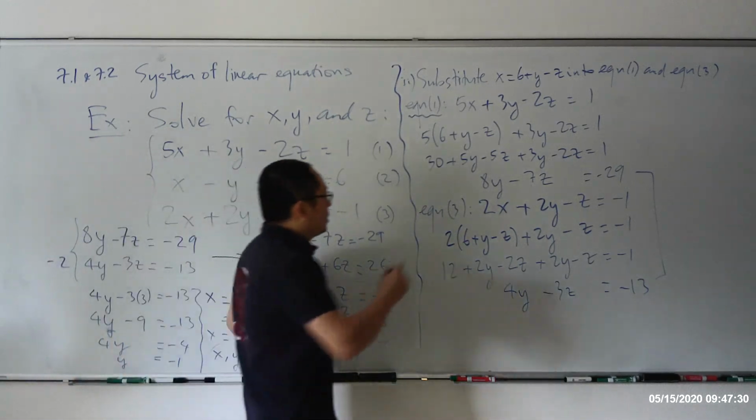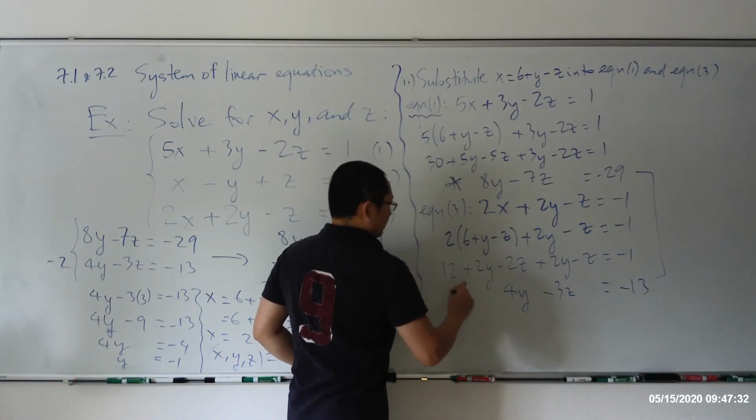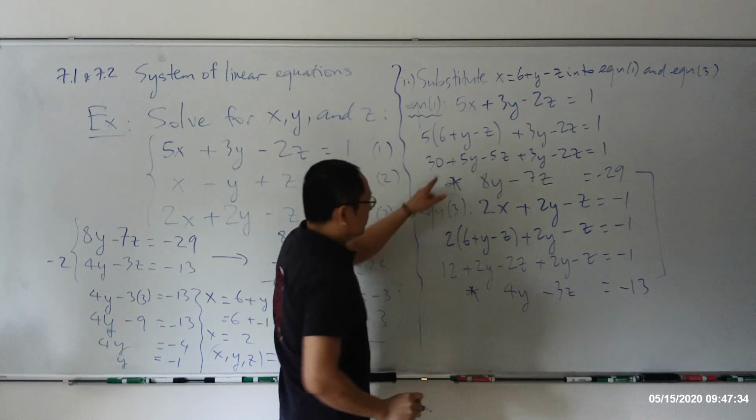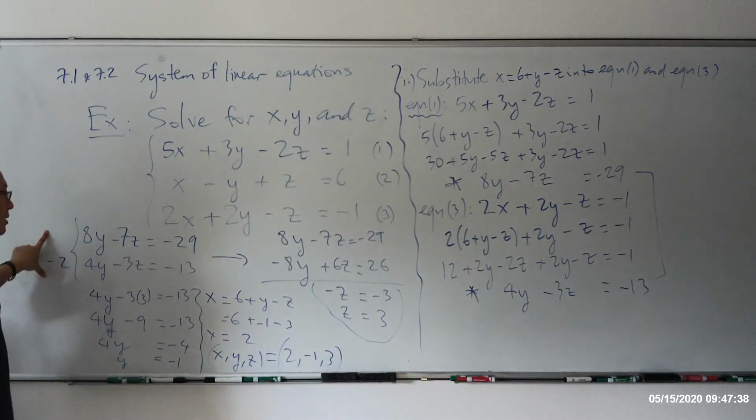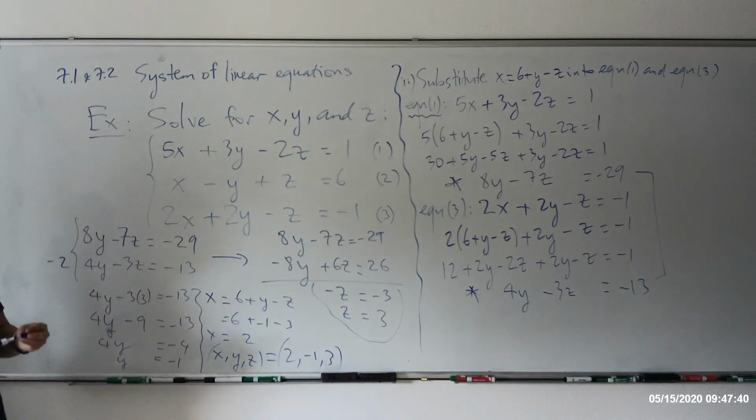I ended up with 2 new equations. Okay? Those 2, just y and z. I wrote it right here. See? And we can solve it as a system of 2 linear equations, 2 unknowns.